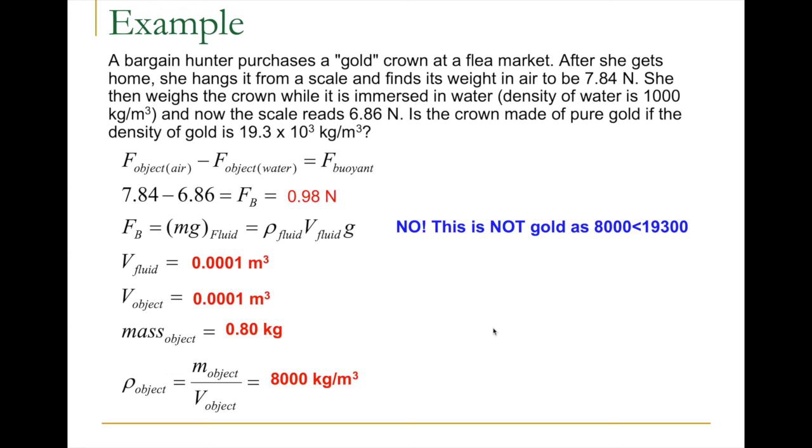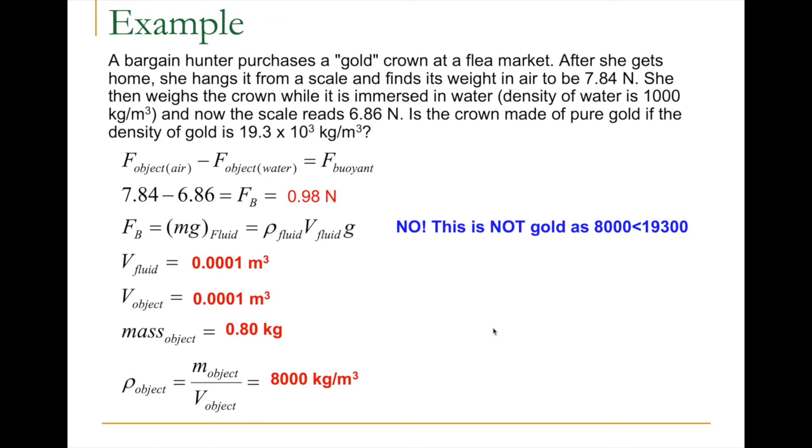And so if we take the force that we measured in the air and we subtract the force of the object when it was in the water, we should get the buoyant force, which in this case is 0.98 newtons. We can use then our equation for buoyant force as rho Vg. We know the density of the fluid, it's 1,000 kilograms per meter cubed, and we know what g is, so we can actually find the volume of fluid to be 0.0001 meters cubed.